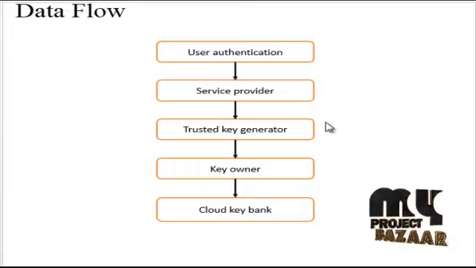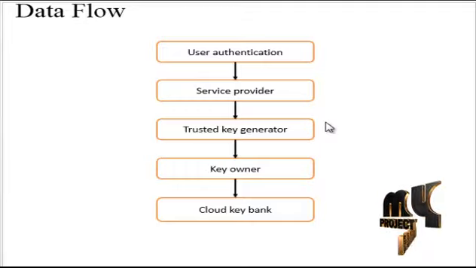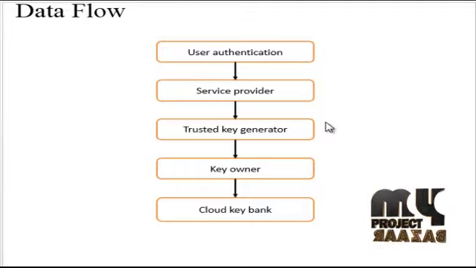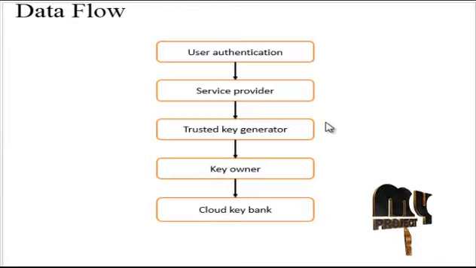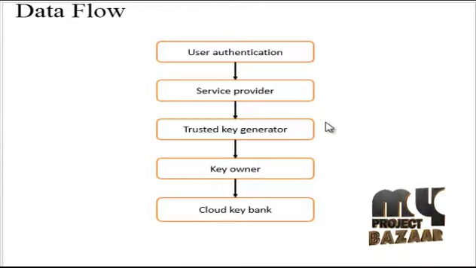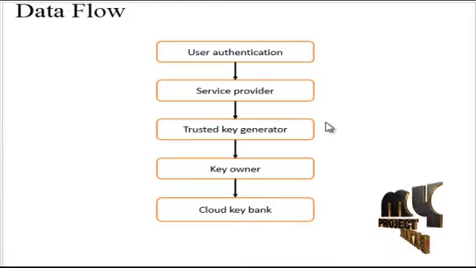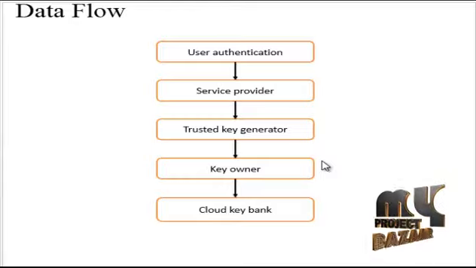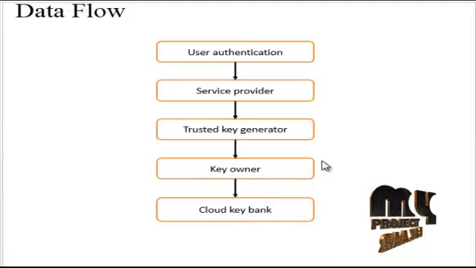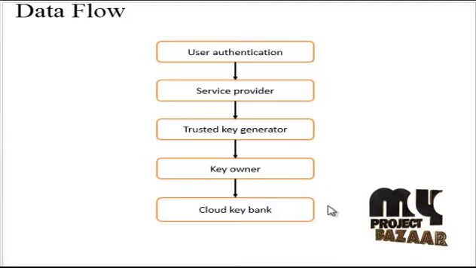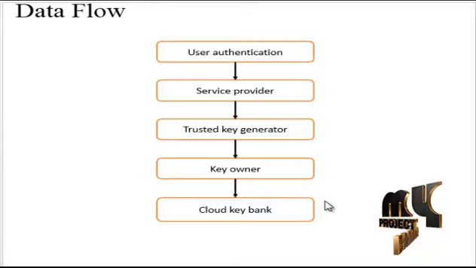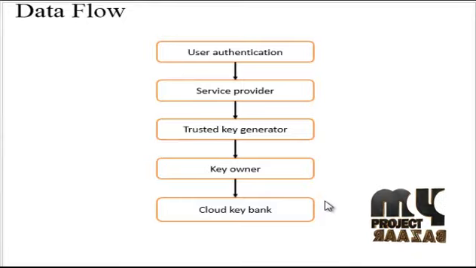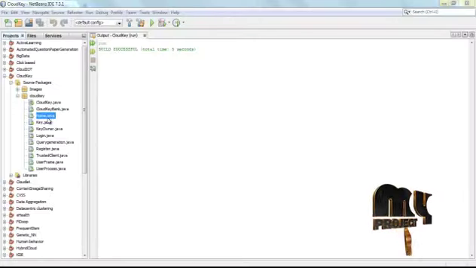The trusted key generator generates a trusted key by taking a normal key and a text as input. By this, the trusted key generator generates keys which are trusted by the user. These keys are obtained by the key owners. The key owners get keys from the trusted key generator, and then the key owners send the keys to the CloudKeyBank. CloudKeyBank collects those keys and stores them in a database which is used by the users. And this is our project flow.